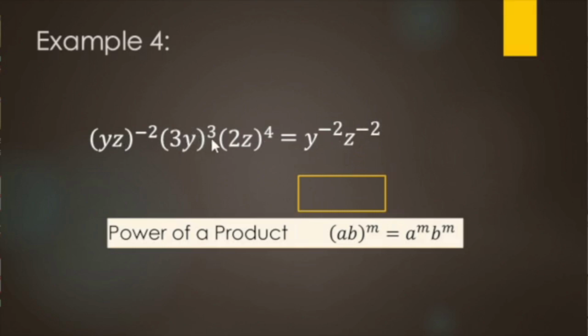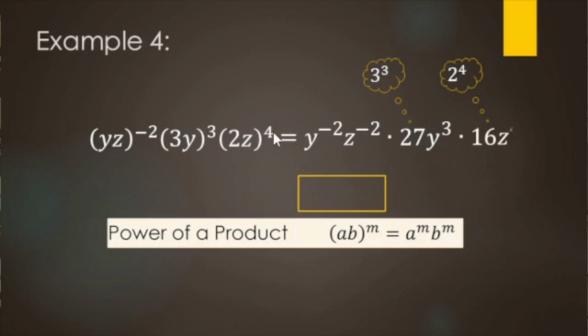And then next parenthesis here, that's going to be a 3 to the third power, 3 factors of 3. 3 3's being multiplied makes 27. And then we're going to have a y to the third power there. Next up, 2 to the fourth power. That's 4 2's being multiplied. 2 times 2 times 2 times 2 makes 16. And then we're going to have a z to the fourth power there as well.